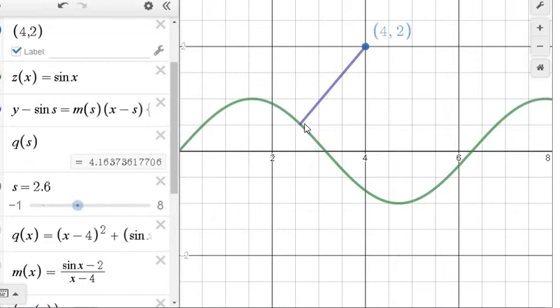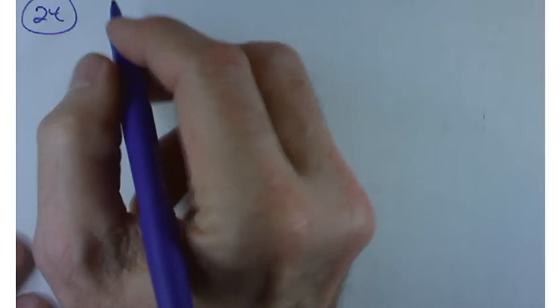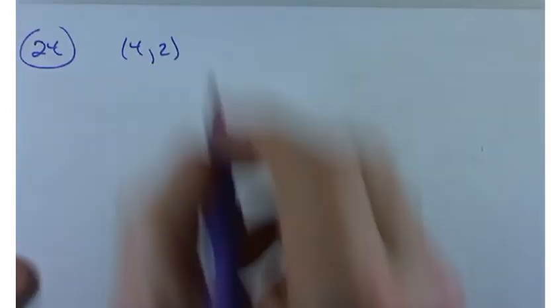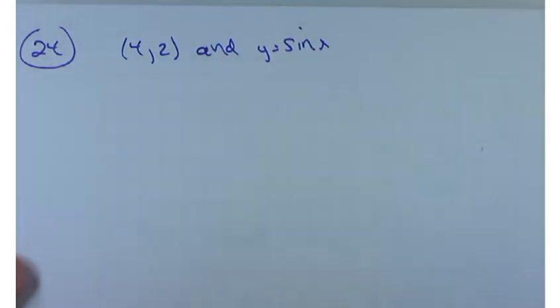Well, if I'm trying to find the closest point, then I'm trying to minimize what? I'm trying to minimize the, somebody give me the distance, right? So let's work with the distance formula. And let me get back over to here. We've got problem 24. We've got the point 4 and 2, and y equals sine of x. I want to minimize the distance between those two things.